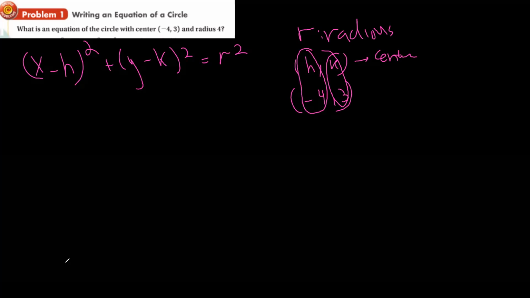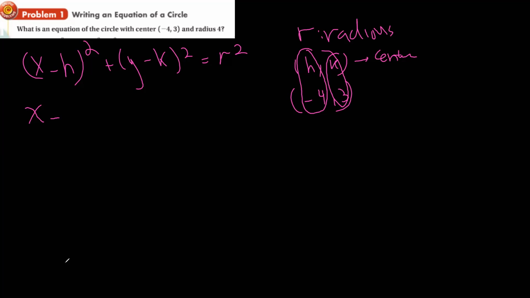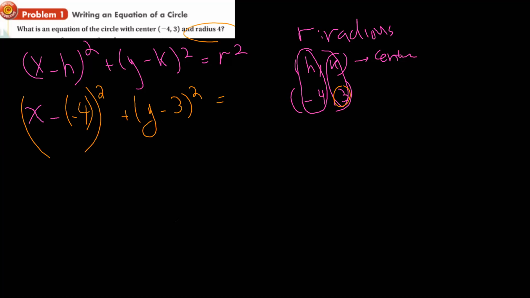Let's now evaluate x minus h. What is the value of h? It is -4. Be careful of the signs. So (x minus -4) squared plus (y minus k) where k is 3, squared, equals what is the radius of the circle? It is 4 squared, it is 4.